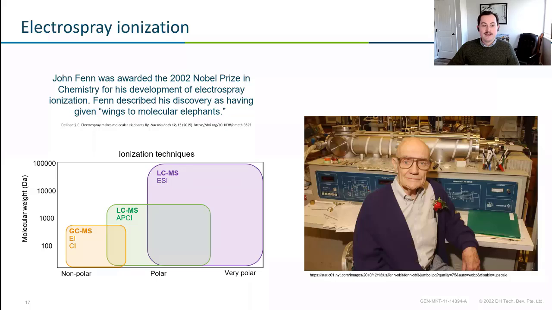It was invented in 2002 by John Fenn and some collaborators, and he was quoted as saying he gave wings to molecular elephants, which is a quote I really like. If we think back to that GC and LC diagram, for GC analysis we're really talking about things sub 500 Daltons. Folks interested in large proteins might say, hey, I don't have anything below 10,000 Daltons. ESI really gives us the ability to explore that world.